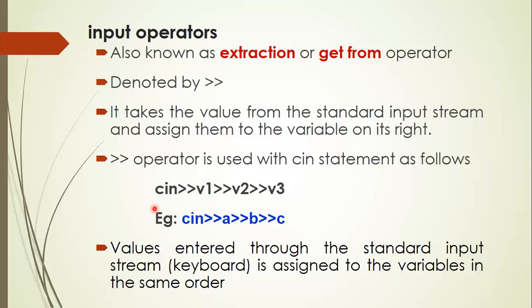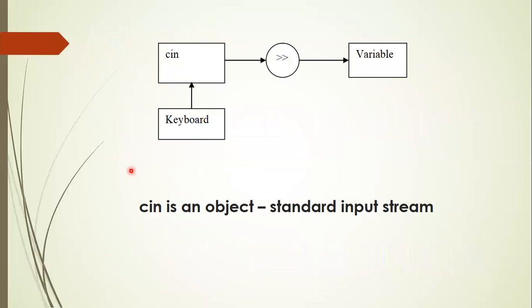I stands for input, so cin is an object of the input stream. Look at this picture. Here the value you entered through the keyboard, which is referred to as the standard input stream, and the operator accepts these values from the standard input stream and assigns them to the variables on the right hand side of that particular operator. So, as I told earlier, cin is an object from the standard input stream. It's also called istream.